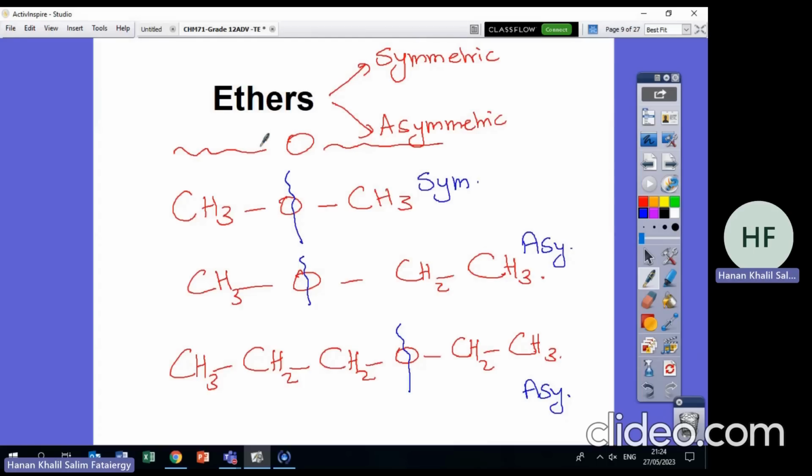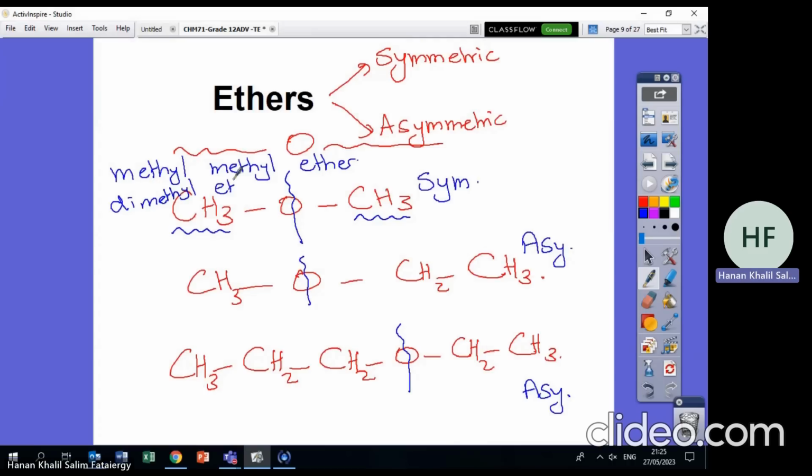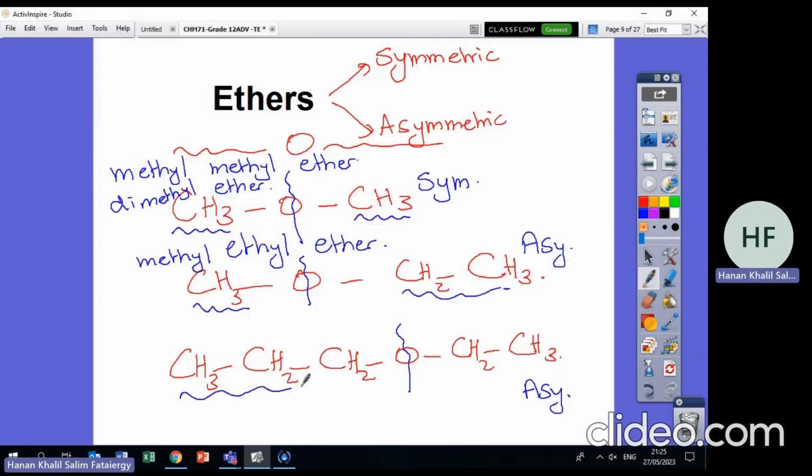Now, if I ask you to name the ether, we cannot name it as 1 carbon, 2 carbons, and say eth, because there is oxygen in the middle. So I will name this one separate and this one separate. What is the name of CH3? CH3 is methyl. And this CH3 is also methyl, and then I will say ether. I can combine these two to say dimethyl ether. Now how do we name this one? This one is methyl. This one is 2 carbons, so this is ethyl, and then I say ether. Now this one is propyl, and this one with 2 carbons is ethyl, and then I say ether.